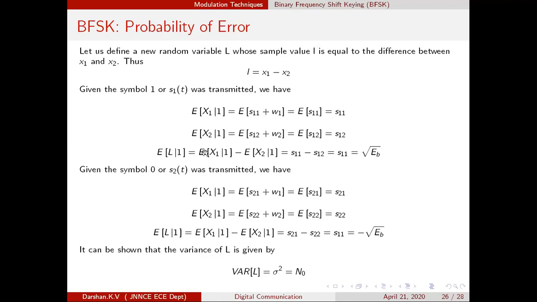So what we have done with this calculation means, when you transmit so and so symbol, what would be the mean of the random variable L? What is the random variable L? It is the difference between x1 and x2. Okay, that has been calculated. You would know the reason why we have calculated L in tomorrow's class.